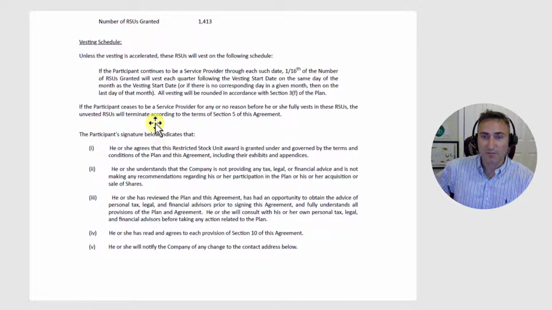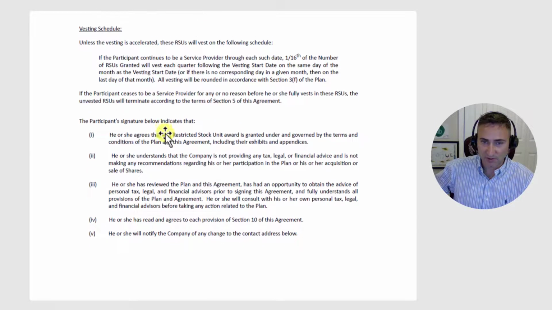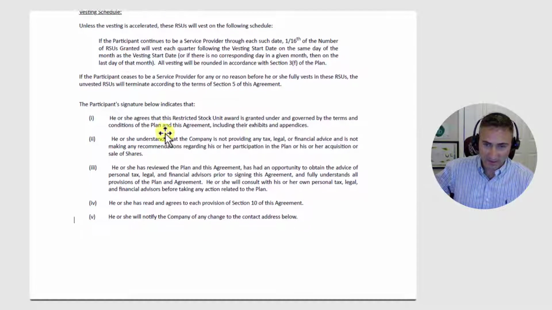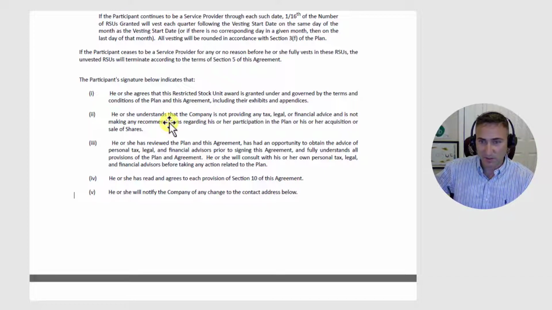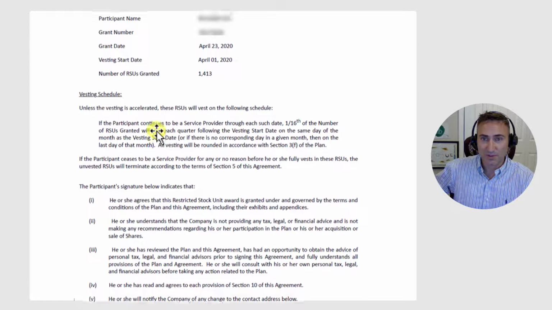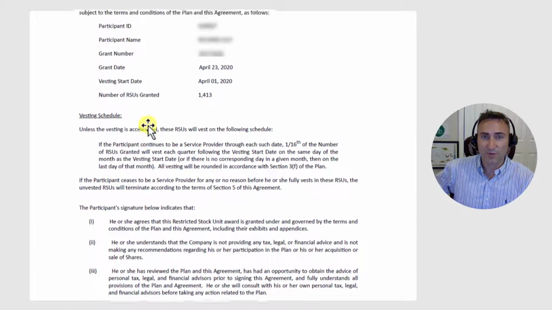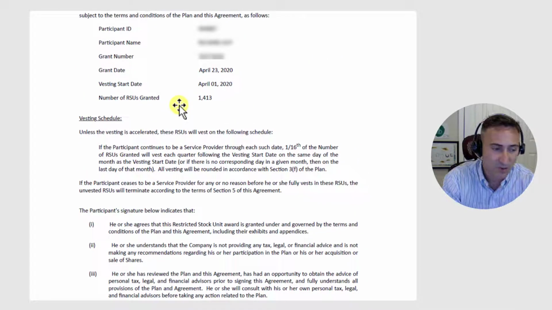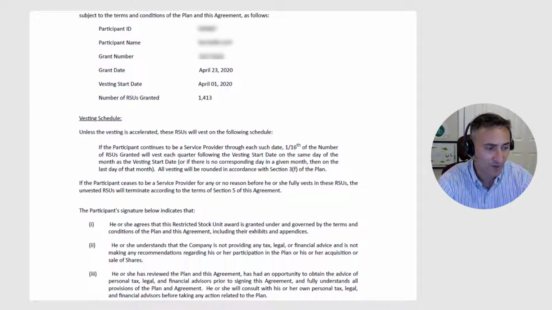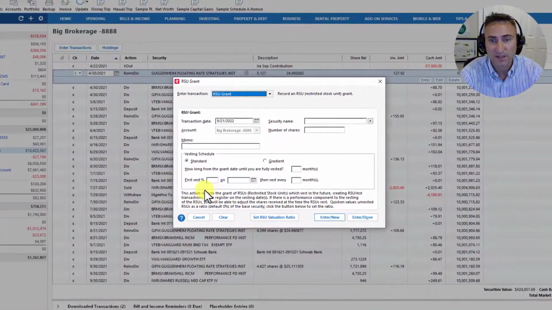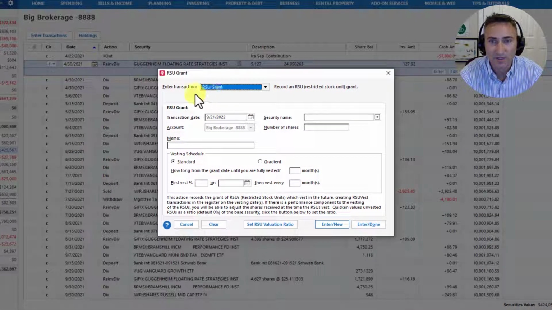And then there are many more pages of this agreement with lots more legalese, which is beyond the scope of this video. But the important part is to understand the typical terms of what that looks like. So let's go into the product. Let's go into Quicken, try to figure out and understand how we can best utilize this RSU feature.